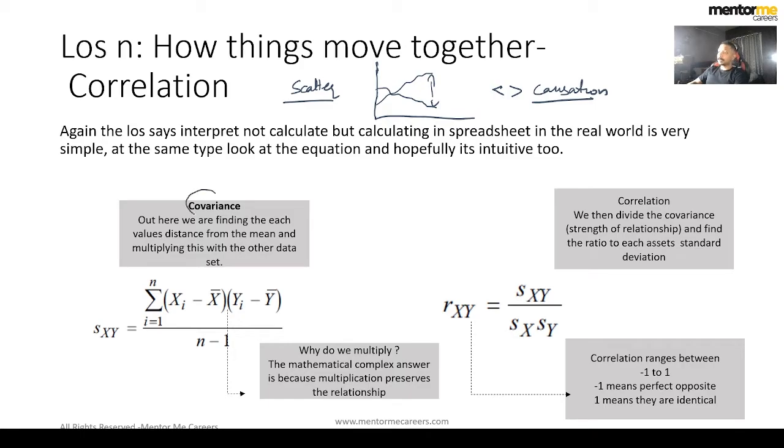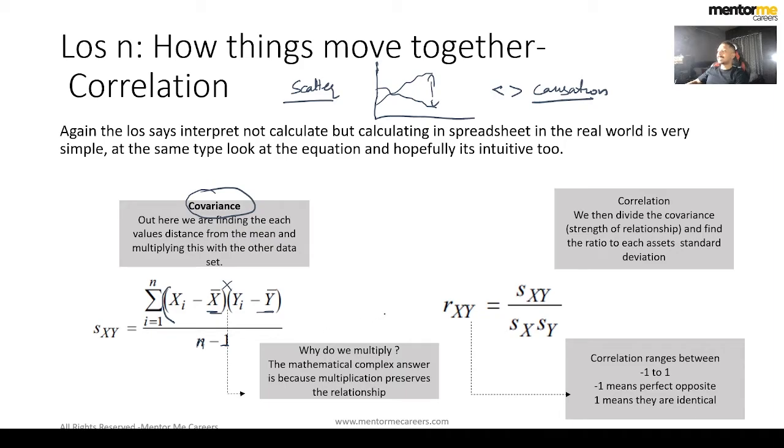So first you need to find out covariance. Similar to standard deviation, all you're trying to do is take each observation minus the mean, but then you multiply these together with the deviation from the mean of the other variable. Why do you multiply? The reason is that multiplication is the only way by which you can preserve the relationship between x and y, and then you divide by the number of observations. So the summation of this is what you call covariance.